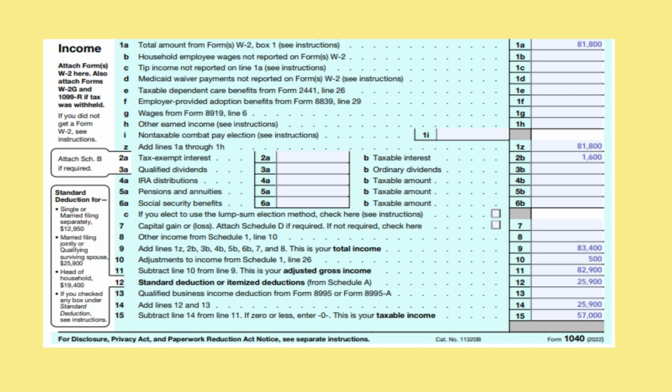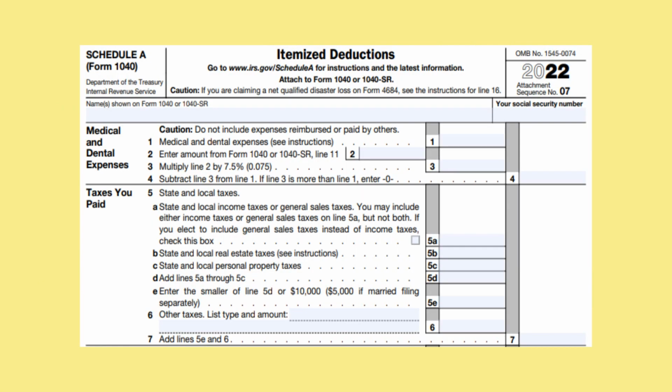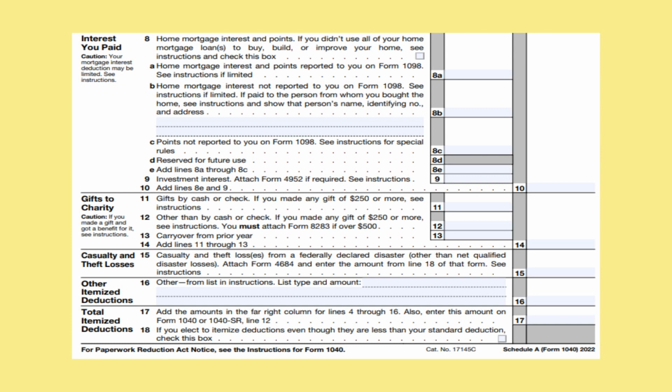On line 12, put the larger of your standard deduction or itemized deductions. In our example, it is assumed that the standard deduction is the larger of the two. You can find the amount in the box to the left. Since we are married filing jointly in this example, it is $25,900. I have attached a Schedule A so you can see the more common itemized deductions, which are medical and dental expenses, state and local income taxes, charitable contributions, and mortgage interest.